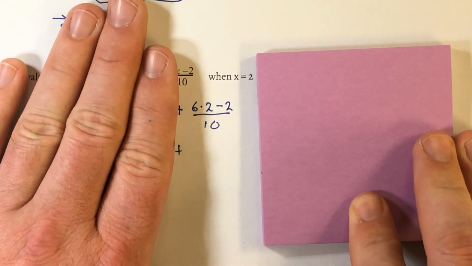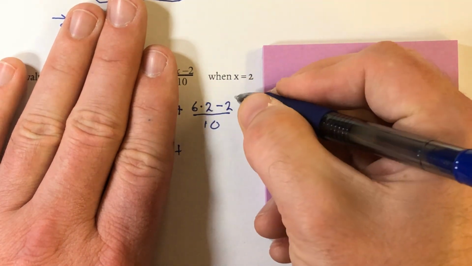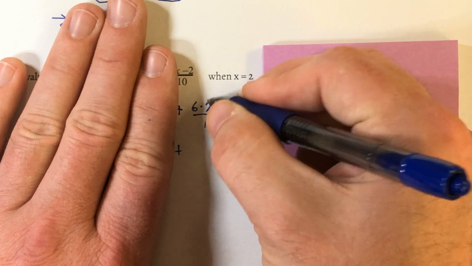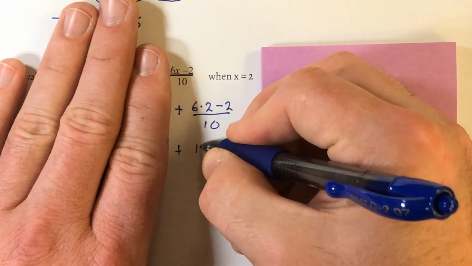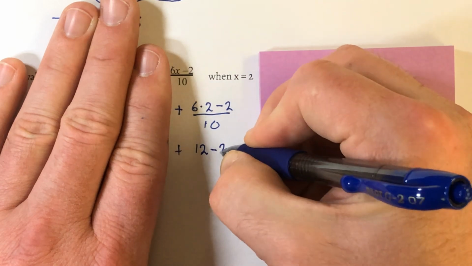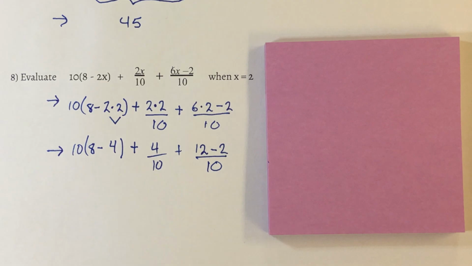6 times 2 minus 2 divided by 10. No parentheses, no exponents. There's multiplication or division. I see the multiplication first. So 6 times 2. 6 times 2 is 12. Bring down your minus 2. Bring down your over 10. One step at a time.